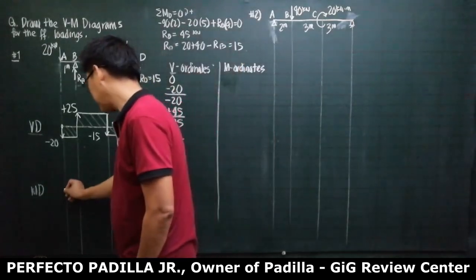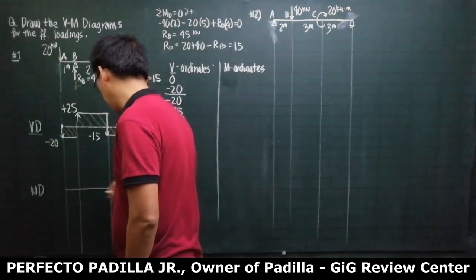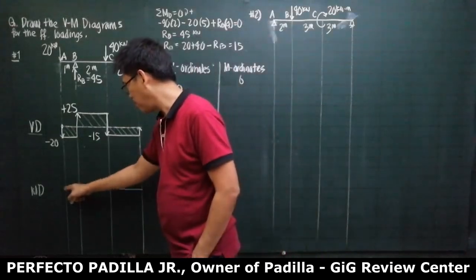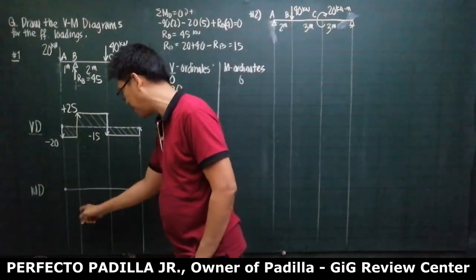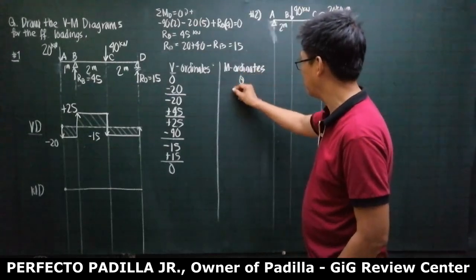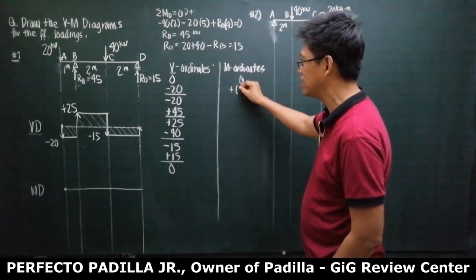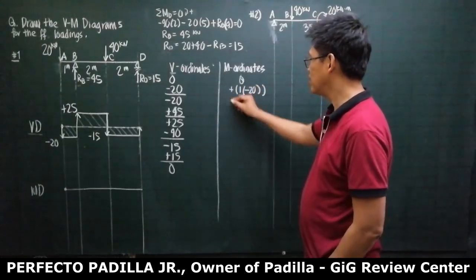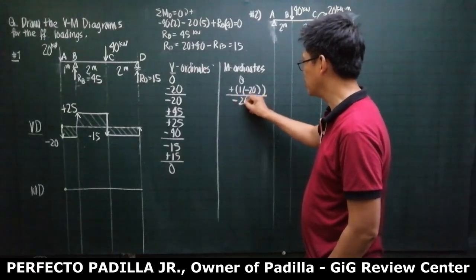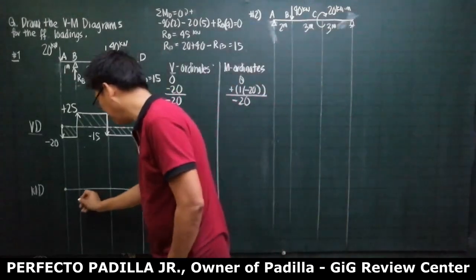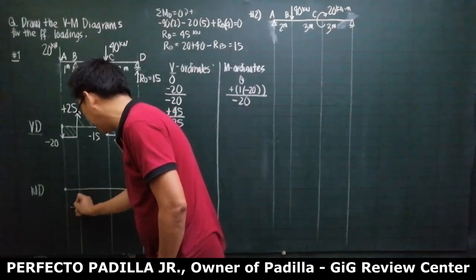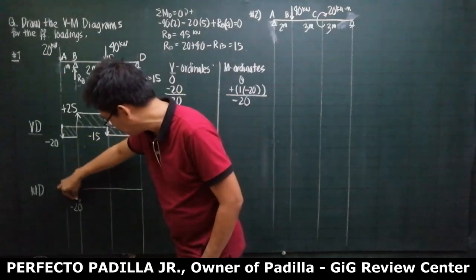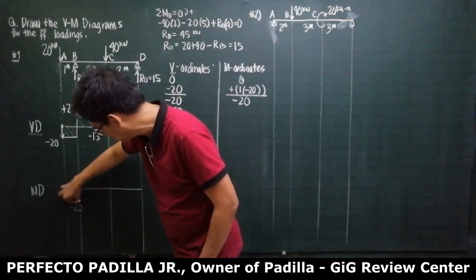Alright, now, starting with 0 here, 0 plus the area of this is the shear here. So this is 0 plus the area of the rectangle is 1 times minus 20, right? So this is going to be minus 20. So the moment here is going to be minus 20. This is 0 degree, so from here to here must be first degree. That must be a straight line.